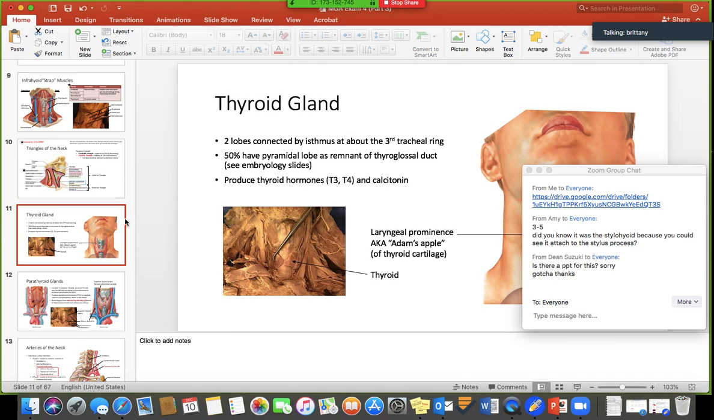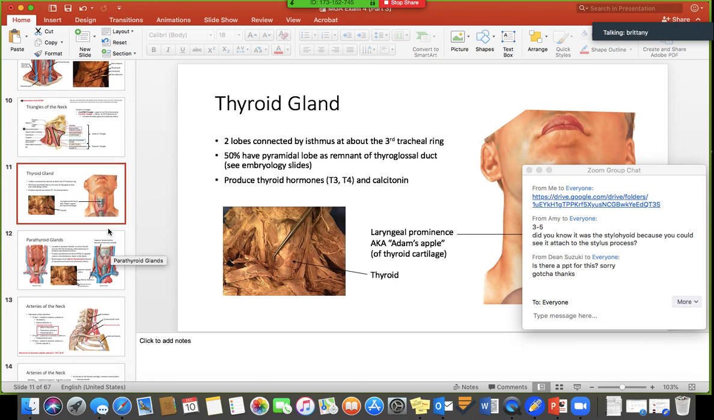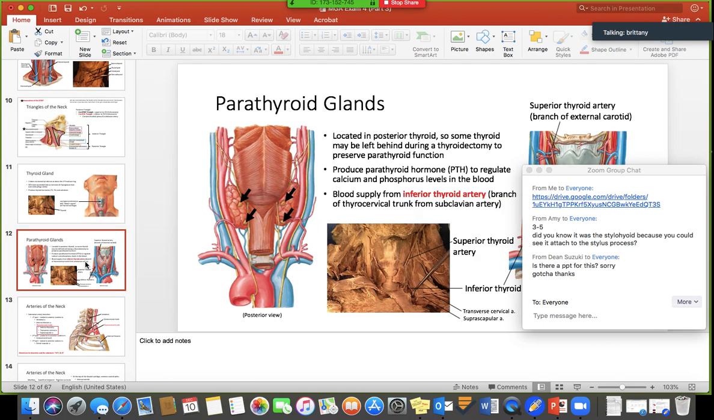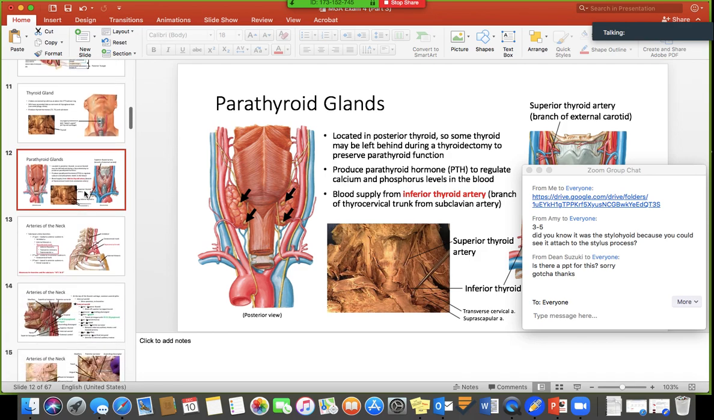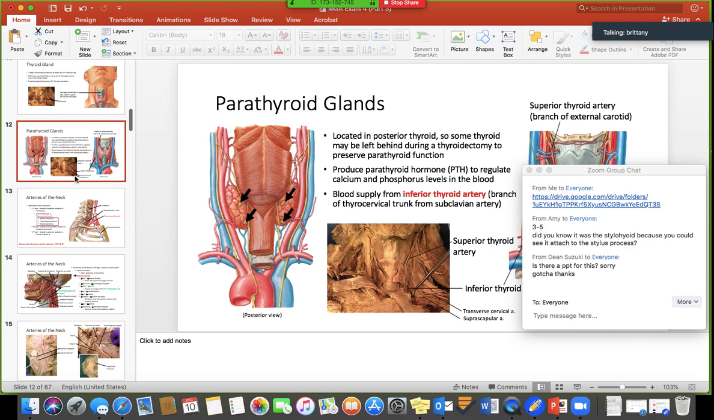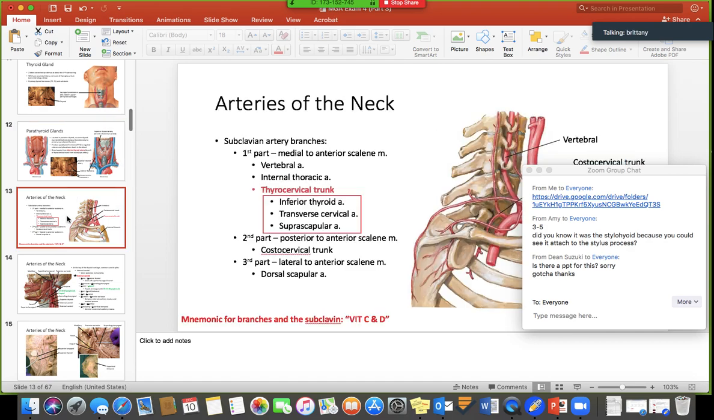Okay. I don't remember being asked anything on the lecture exam about the thyroid gland. Just know where it's at in lab. I wouldn't worry too much about parathyroid, too small.